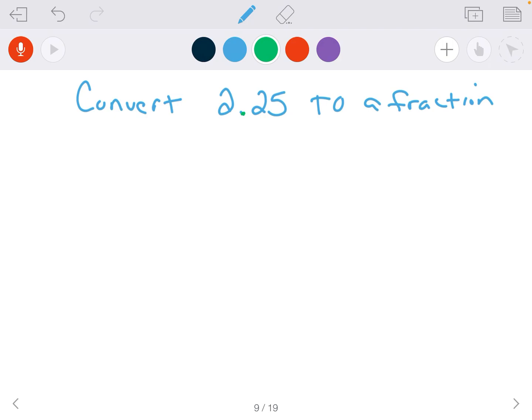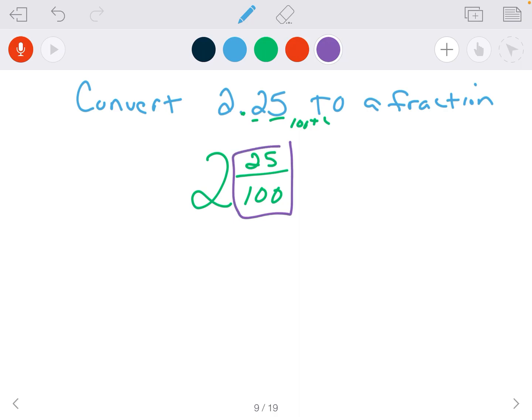All right. Convert 2 and 25 hundredths to a fraction. Remember your place value. On the Padlet, there's a sheet, a graphic organizer for place value. You can print it or have it open. But the second place value is the hundredth. So I would write the 2 as a whole number, 25, and then I'd use the hundredth place.